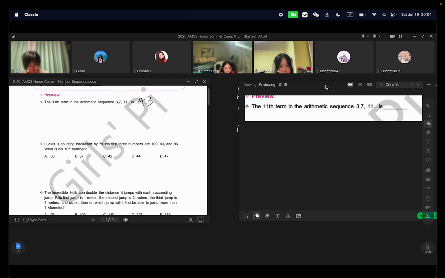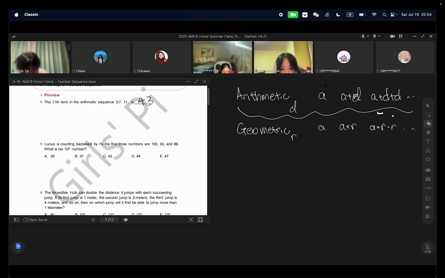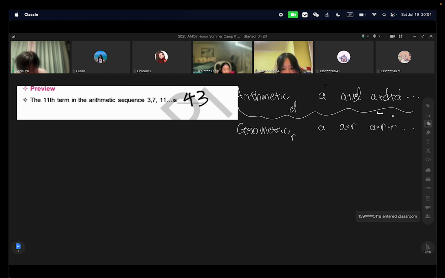So this one is a pretty basic one. It says that the 11th term in the arithmetic sequence is, so firstly we need to find the interval, which is the distance between each of the numbers. So that is going to be 7 minus 3 equals 4. So this is our interval.